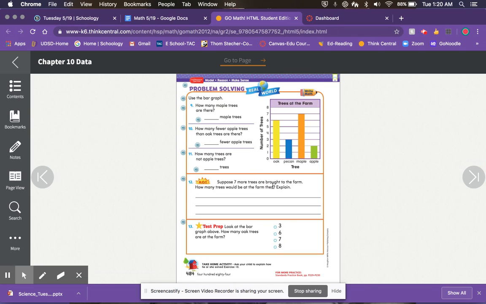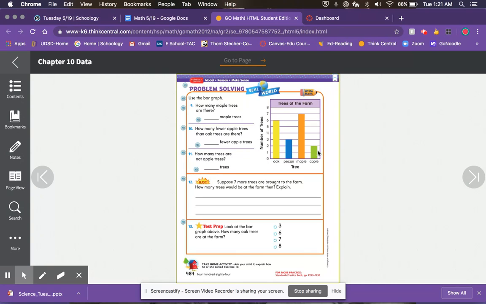And the problem solving. How many maple trees are there? Because we're at the trees at the farm. We have oak trees, pecan trees, maple trees, apple. How many fewer apple trees than oak trees are there? Here's apple, here's oak. Oak is obviously larger. We're at 6. Apple is 2. What is the difference between those? How many more would it take? How many trees are not apple trees?